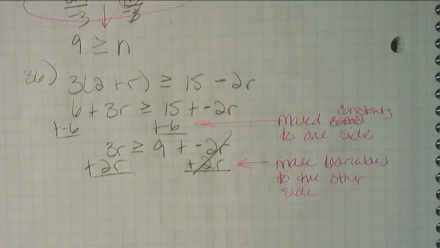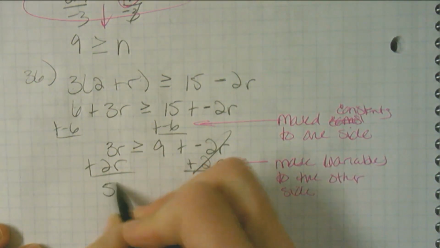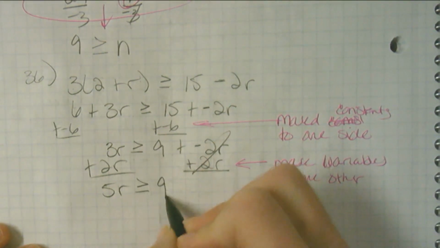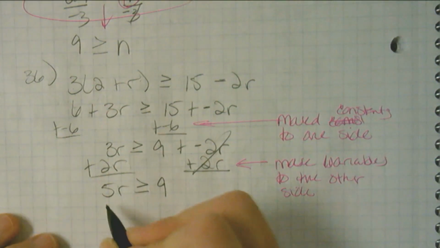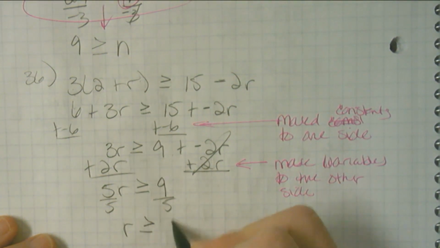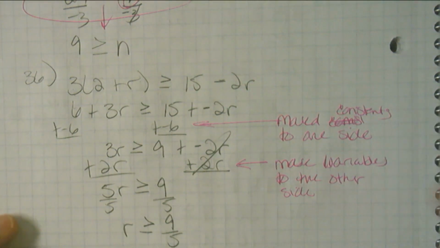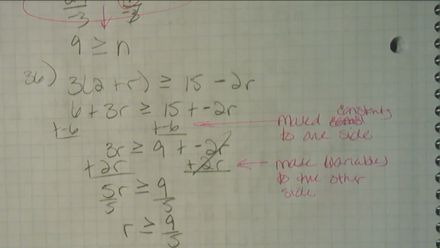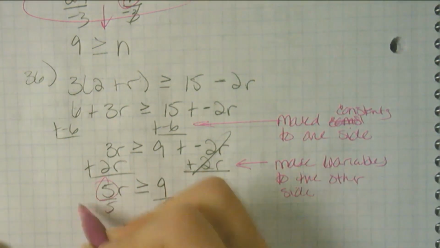Does that make sense? So I have 5r is greater than or equal to 9. And now I just divide each side by 5. And I get r is greater than or equal to 9/5. I'm fine with you leaving it that way. Should I have flipped my inequality symbol, Blythe? Why? Excellent.